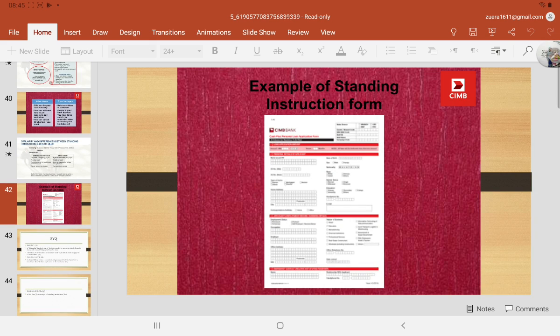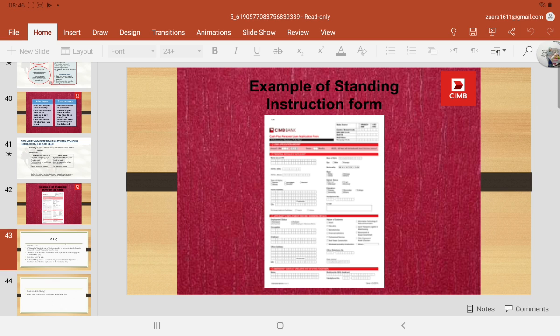And then for the standing instruction, the customers firstly have to fill in the instruction form before they proceed with this type of remittance, because this form is very important as it has detailed information on the bank account and the date of payment. So this is the standing instruction form that must be filled in by the customers. So we have already gone through all the remittance products, starting from the cashier order, until lastly the standing instruction.